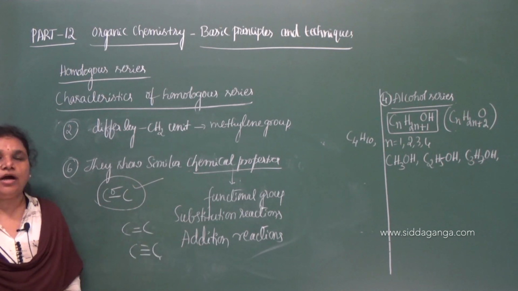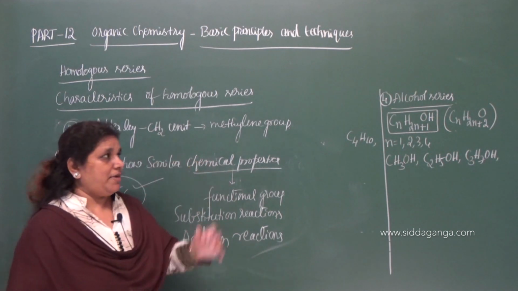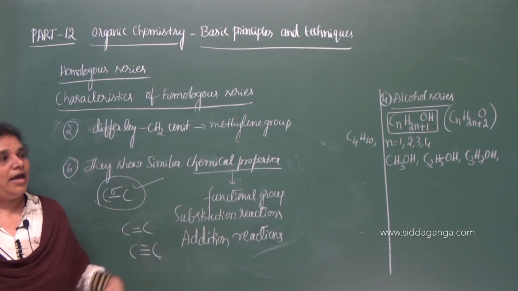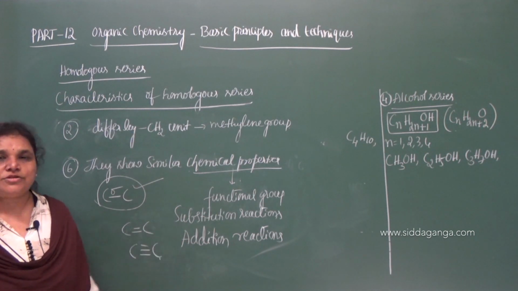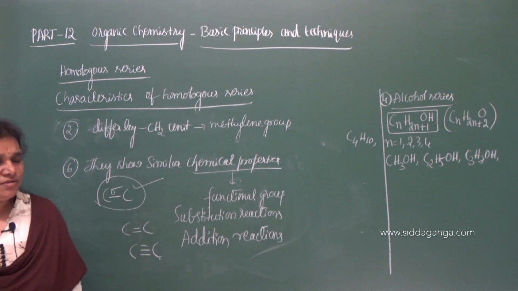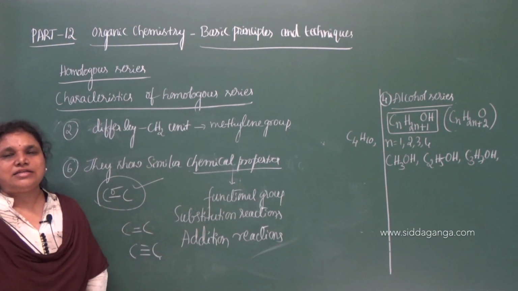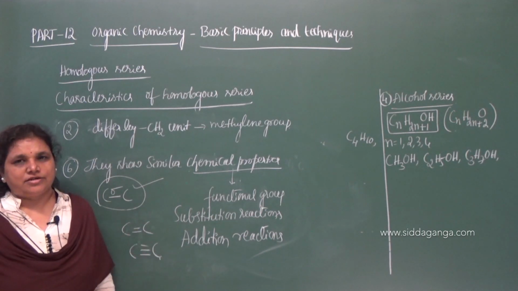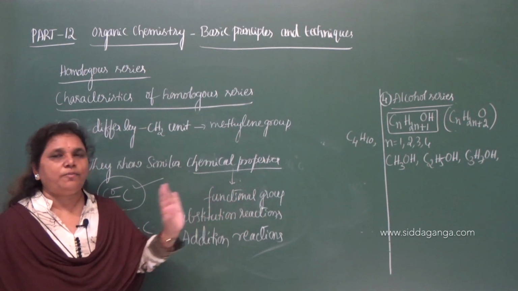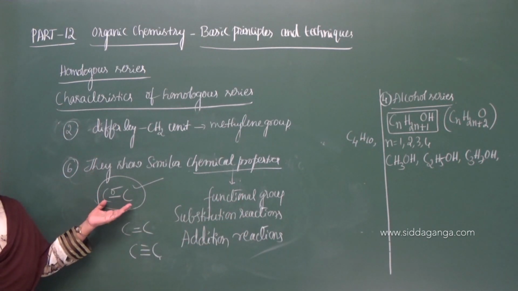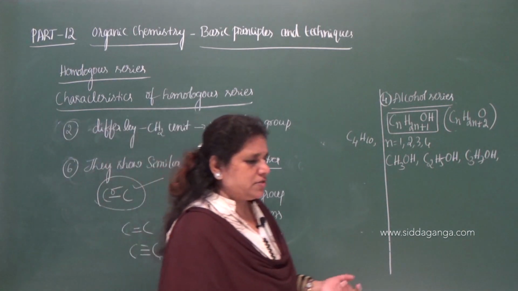Similarly, if you move on to the alcohol series, the characteristic chemical property of the alcohol series is again a nucleophilic substitution reaction. We can say they undergo nucleophilic substitution reaction, alkanes undergo substitution reactions, and alkenes and alkynes undergo addition reactions. So all these characteristic properties depend on the functional group present in the homologous series. So these are the characteristic properties of homologous series.